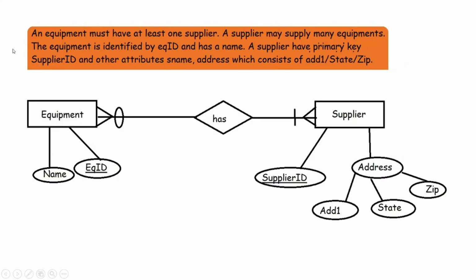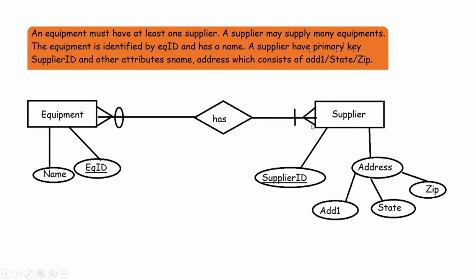Another scenario: an equipment must have at least one supplier. So we are seeing a shop, and we're going to have many equipments. So equipment will be a table, an entity represented by a rectangle. An equipment must have at least one supplier. At least one means it can be one, two, three, or more than that. So that's why an equipment has one or more suppliers, represented by the mandatory many.